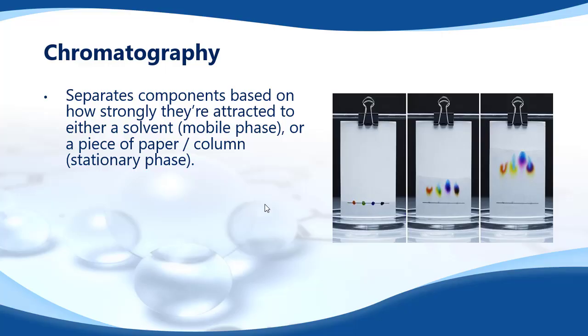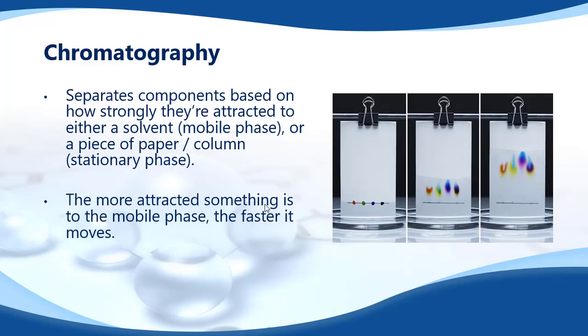Now, each of those four dots, the components in each of those dots have different attractions for the solvent, so for the liquid that's rising, and for the paper. The more attracted they are for the liquid, the higher they're going to rise as the liquid travels up. Okay, so what we're going to do is we're going to separate mixtures by that attraction. So the more attracted it is to the solvent, the faster it moves up. And what we'll see is as you go up, it separates more and more and more.